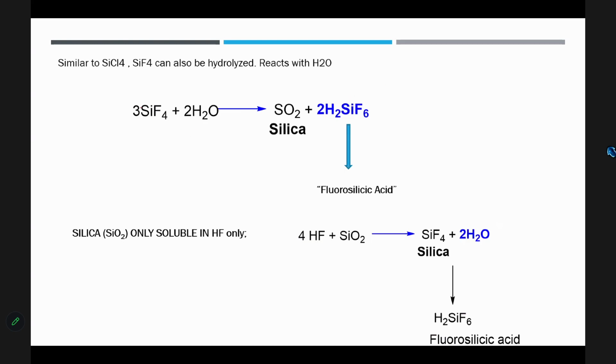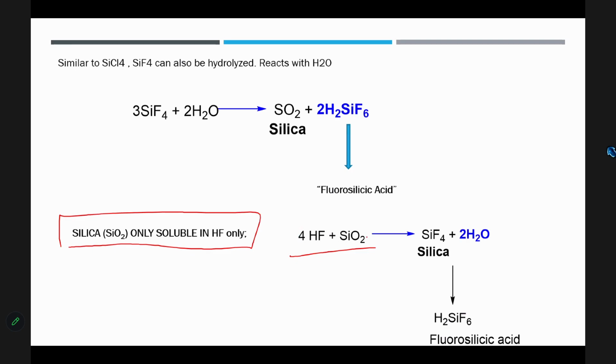And as I was just telling you, remember this question actually. It is a very, very important question. Please take note of this. SiF4, for example. Silica, not silicon, silica is only soluble in hydrogen fluoride. It is absolutely a fact, only soluble in hydrogen fluoride, which is one of the strongest acids known.